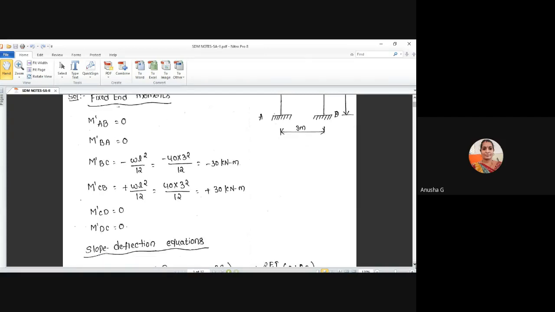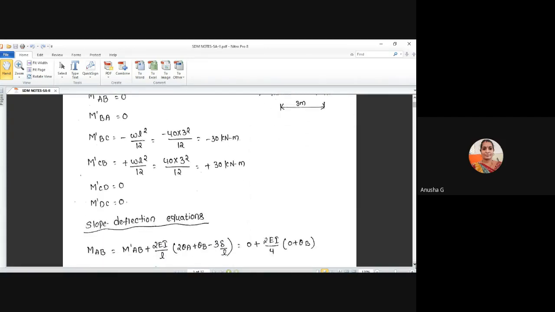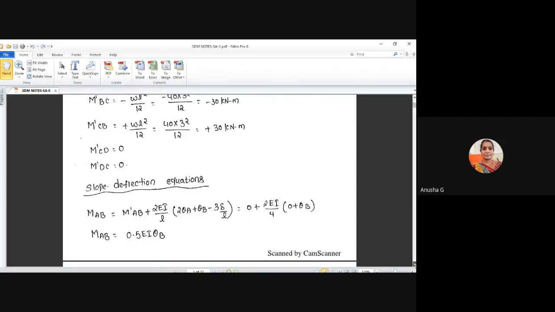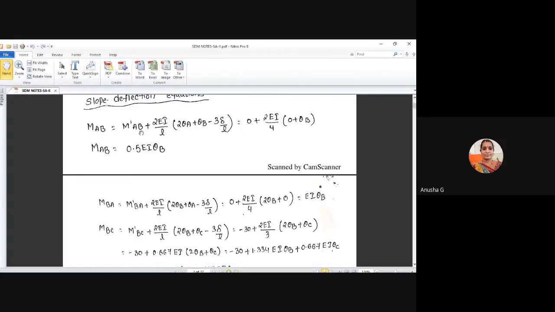Okay. Next, step 2, we have to write the slope deflection equation. All of you observe here. MAB equals our equation M dash AB or FMAB, like that we take, plus 2EI by L into 2 theta A plus theta B minus 3 delta by L. There is no sway, so this will be 0. Step 1, find the fixed end moment. Step 2, calculate using the slope deflection equation.